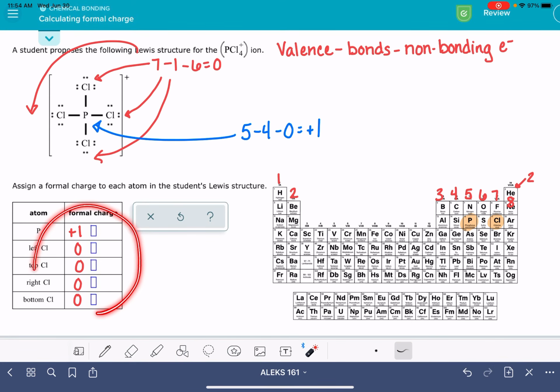Now, one last thing that you can do to double check your work to make sure that you haven't made a mistake, if you add up all of the formal charges that you have calculated, which I add that up to +1, that needs to match up with the overall charge on your molecule or ion, which it does.